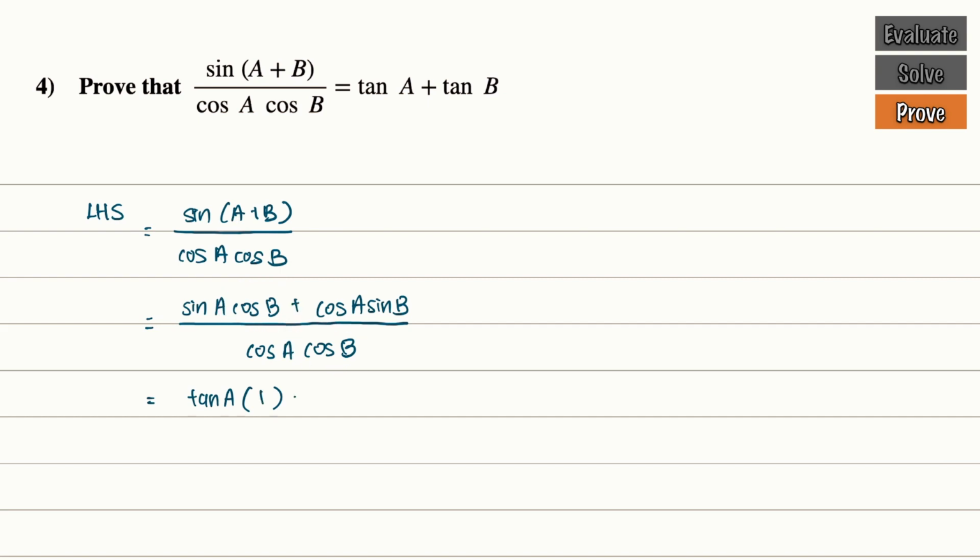Alright, put a plus here and look at the next term. Cosine A can also be divided by cosine A, which gives us a value of 1. And sine B divided by cosine B gives us tangent B. It is here that you can see that it is forming towards the right hand side. So we can then put it as equals to tangent A plus tangent B, which is equals to the right hand side. And don't forget to write the word proved.